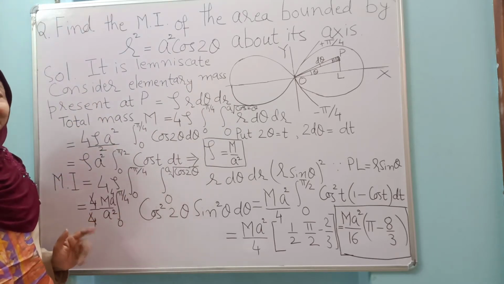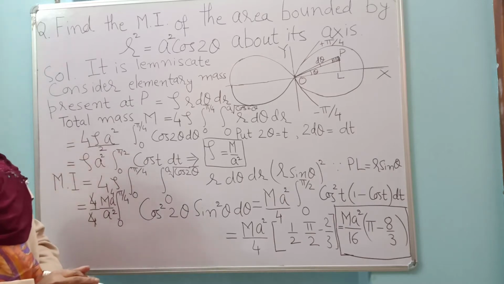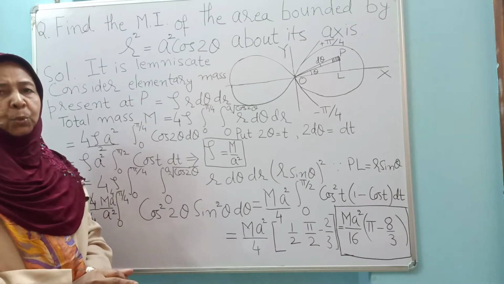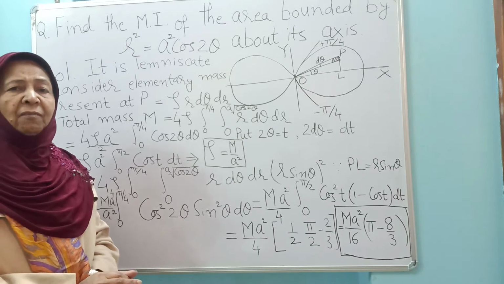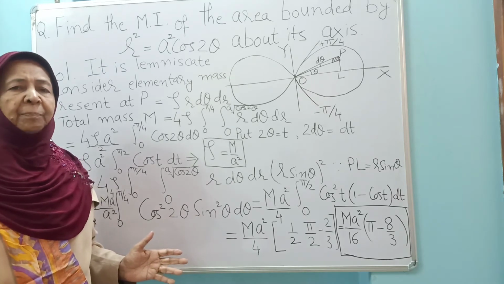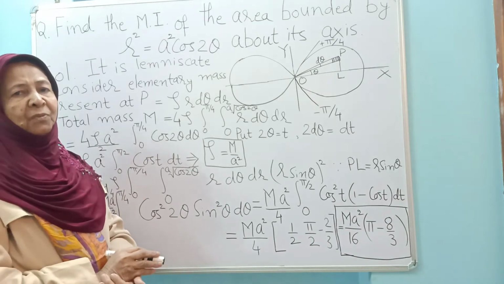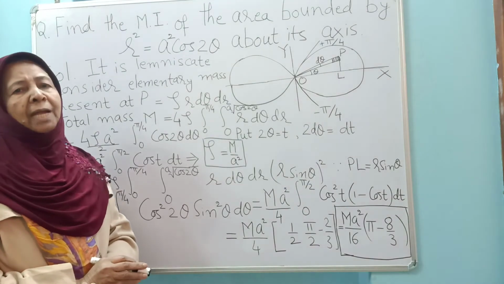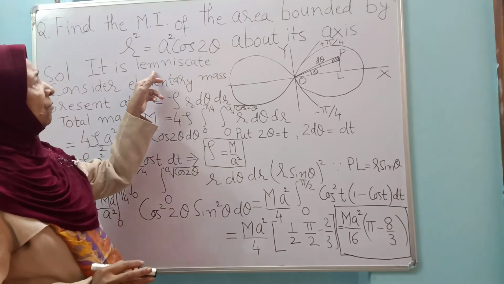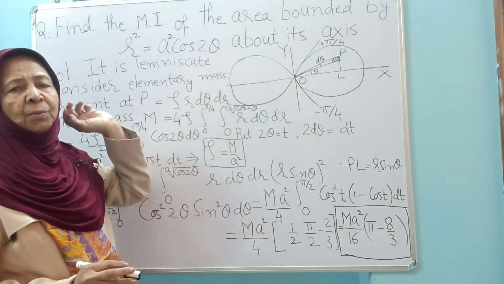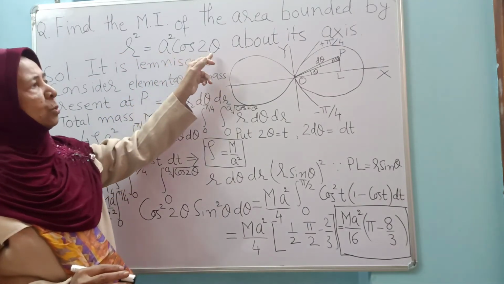I don't know whether you are familiar with this curve or not. My request, please go through any arbitrary book of differential calculus. You will find some well-known curves there. So please go through them and try to remember, because we will be using them from time to time. So here I am using the equation of lemniscate, given by r square is equal to a square cos 2 theta.